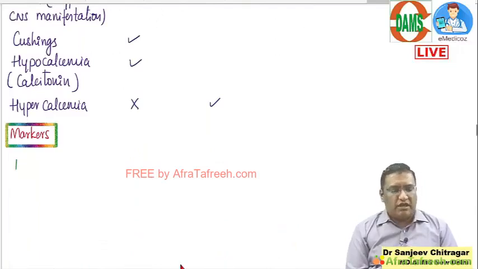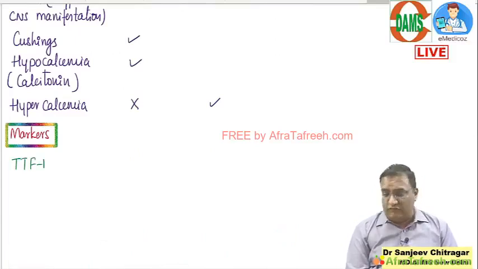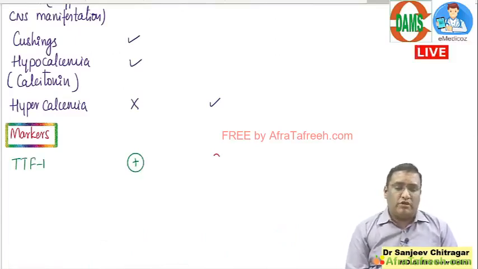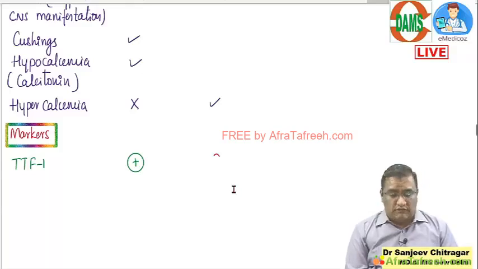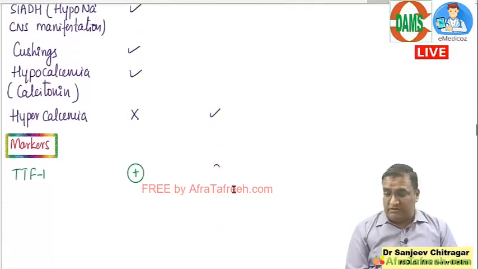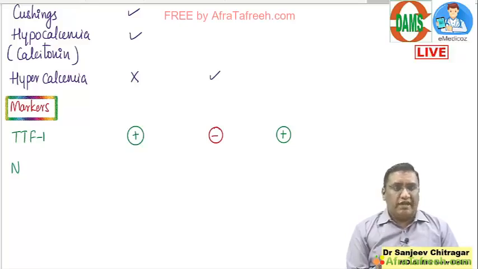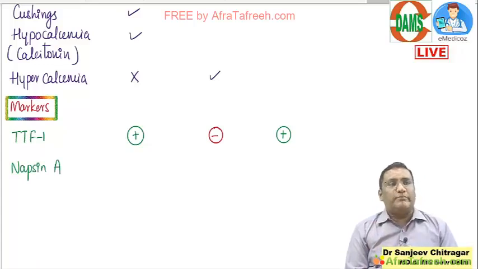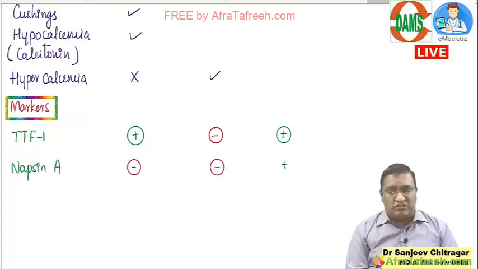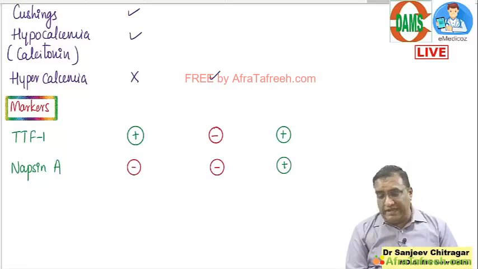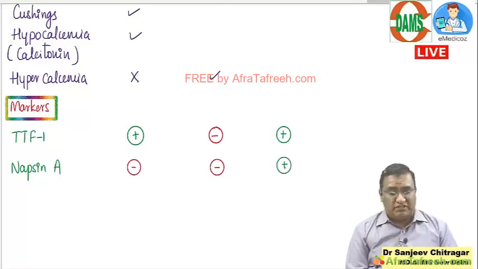What are the different markers that we use for lung carcinoma? TTF1. The first one is small cell, second is squamous, third is adeno. TTF1 is positive in small cell, negative in squamous, positive even in adeno. So TTF1 is positive in all except squamous. Napsin. Napsin is a protease of type 2 pneumocyte. That is why it is present only in alveolar pneumocyte adenocarcinoma.